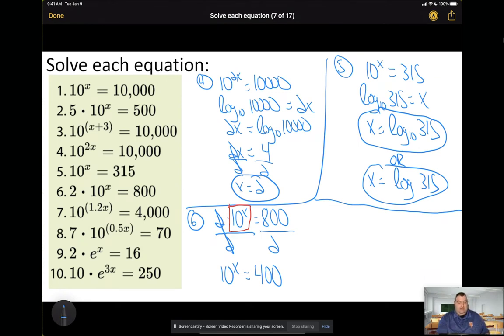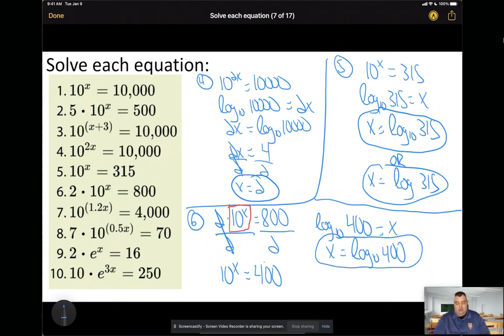Now I'm going to write it in log form. So this will be log base 10 of 400 equals x. So x equals log base 10 of 400. Once again, I'm going to leave it in log form because the answer is going to be a decimal. There's no way I could do 10 to some whole number power and get an answer of 400. So I'm going to just say x equals log base 10 of 400.